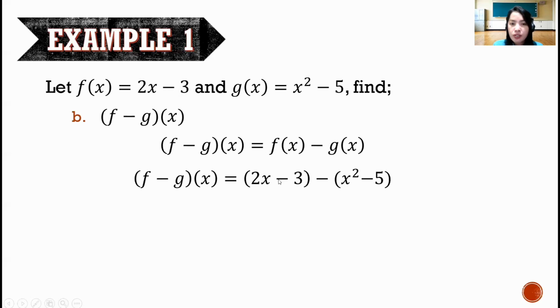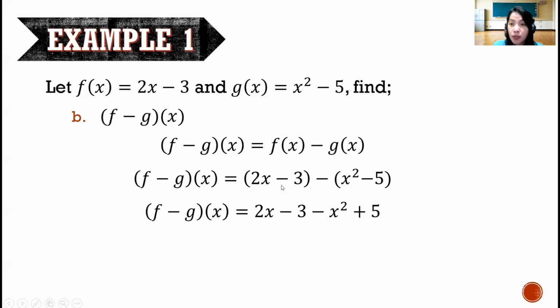So you have to substitute for the given values of f of x, that is 2x minus 3. Do not forget to enclose that using a parenthesis, minus as your operation, that is subtraction, and then the value for g of x, which is x squared minus 5. Again, do not forget to enclose that using a parenthesis. Next is to drop down the parenthesis, but do not forget that here, bago yung second function, ang symbol natin ay negative or minus sign. So, ibig sabihin, we're going to get the opposite sign of these terms in the second function.